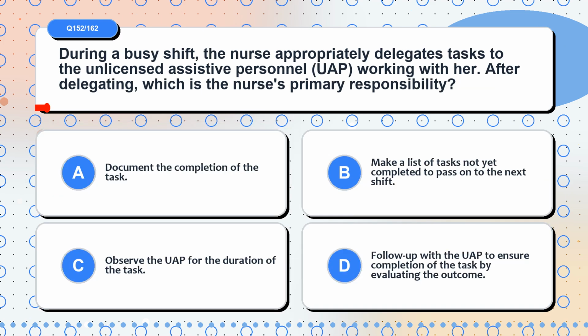Question 152. During a busy shift, the nurse appropriately delegates tasks to the unlicensed assistive personnel (UAP) working with her. After delegating, which is the nurse's primary responsibility? Here are the options. Option A, document the completion of the task. Option B, make a list of tasks not yet completed to pass on to the next shift. Option C, observe the UAP for the duration of the task. Option D, follow up with the UAP to ensure completion of the task by evaluating the outcome.